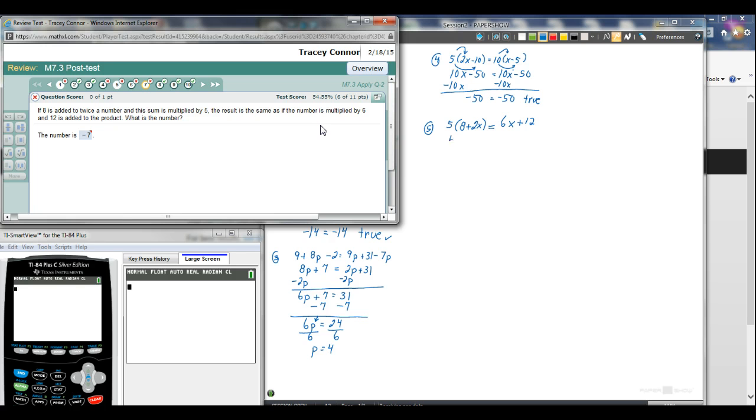So again, we have our distributive property. So 5 times 8 gives me 40. 5 times 2x gives me 10x. All right, again, we're going to get our x's on the left side, so I'm going to subtract 6x from both sides. And I always bring everything else I'm not working with down to keep it balanced. And then I'm going to subtract 40 because I want to get all my numbers on the right.